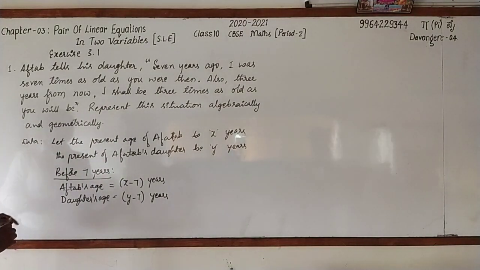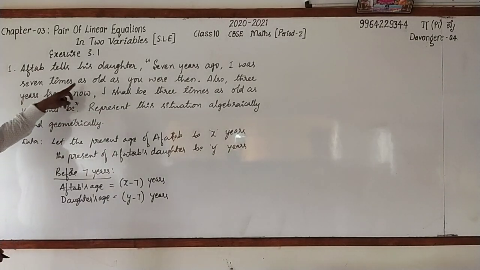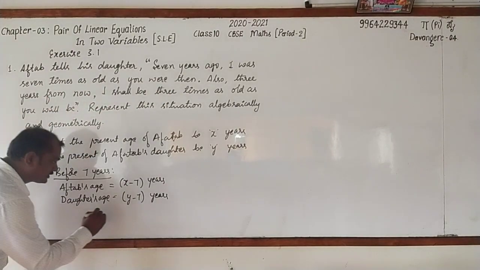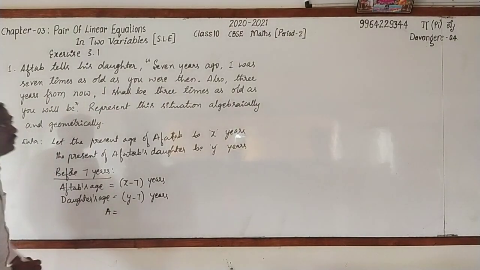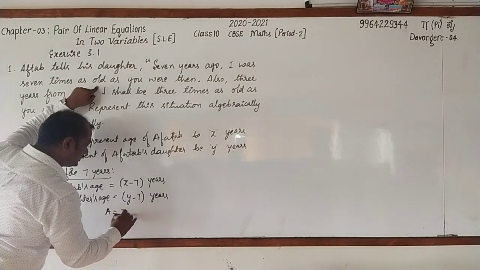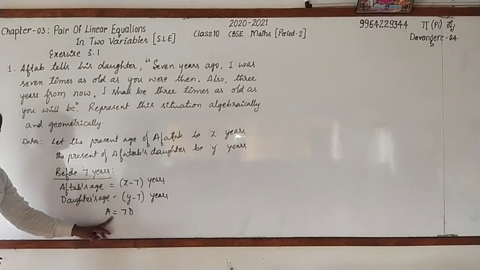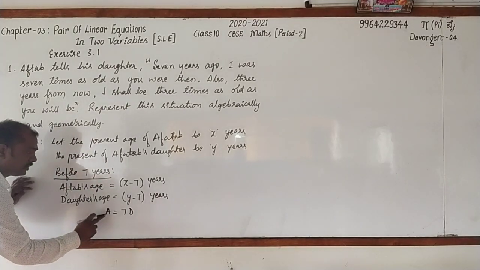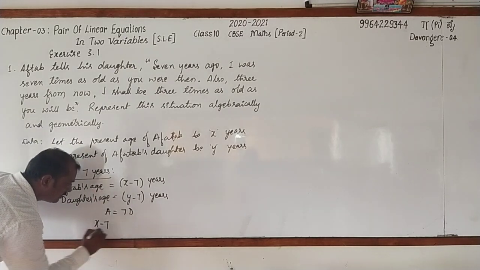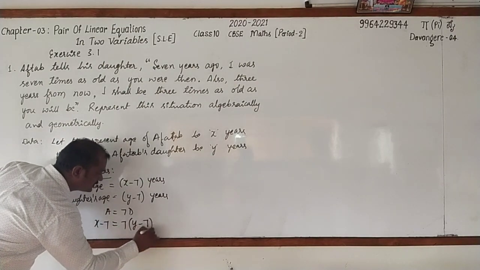Next, he tells that 7 years ago I was 7 times as old as you were then. 7 years ago Aftab's age was 7 times his daughter's age. We can write like this. What is Aftab's age 7 years ago? It is X minus 7. It is 7 times daughter's age, Y minus 7. Clear?